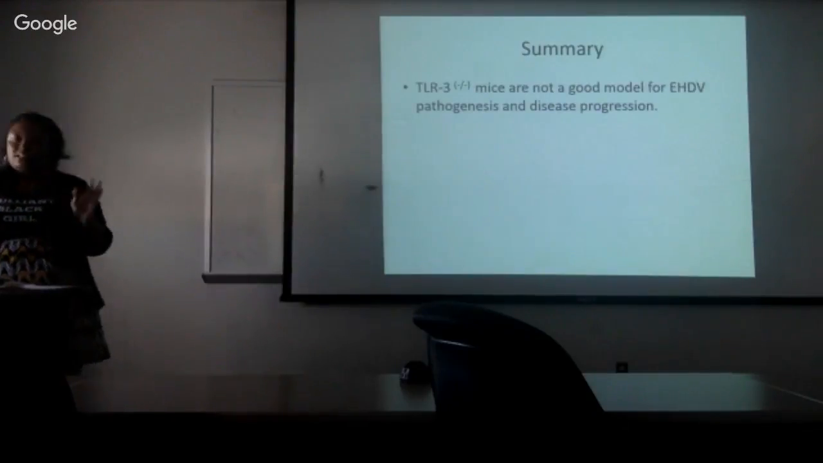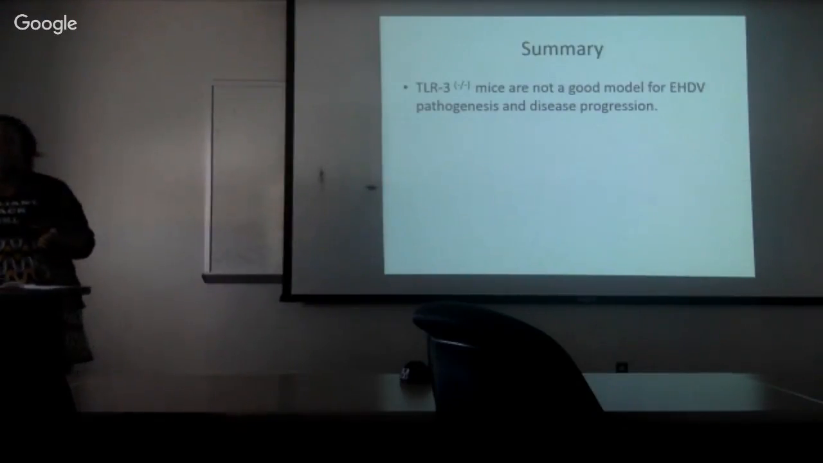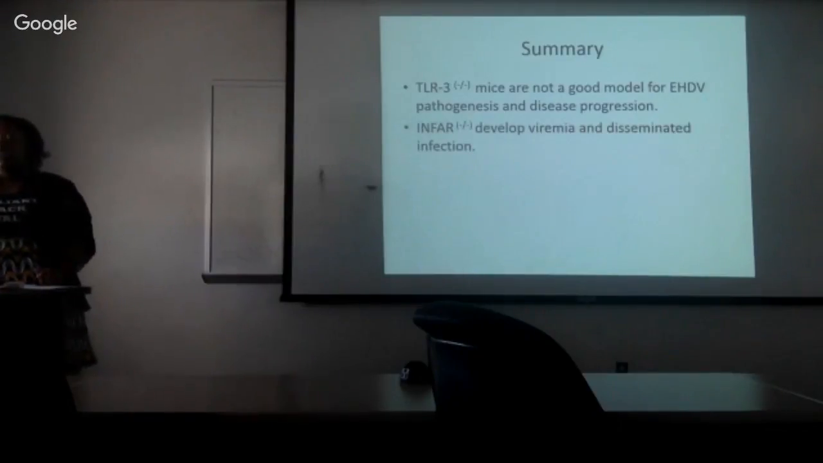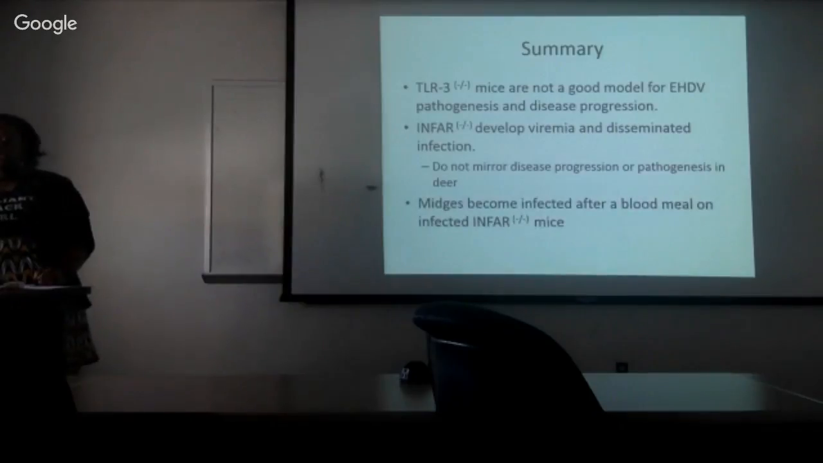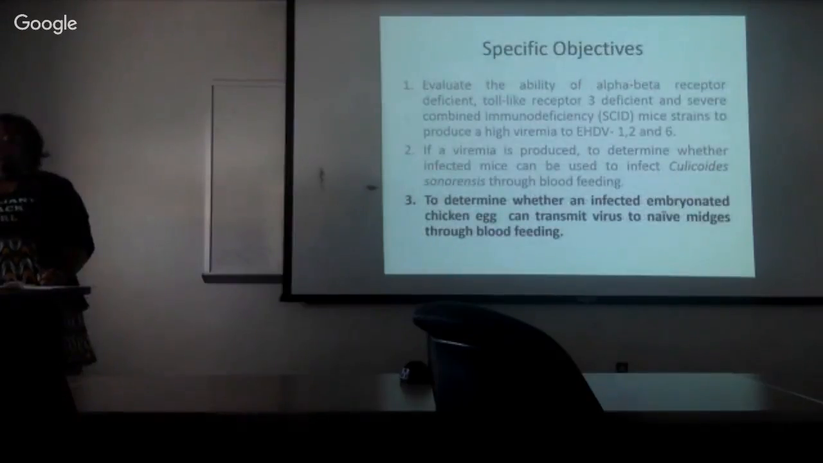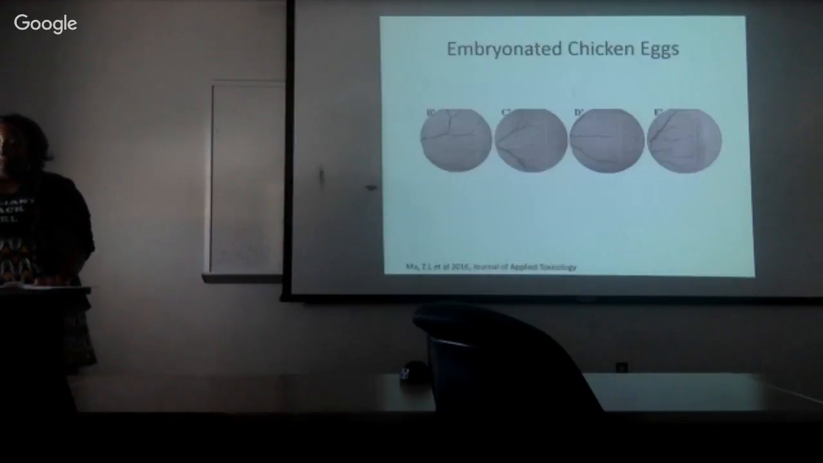So to summarize this section, TLR3 mice are not a good model for EHDV pathogenesis and disease progression. IFNAR negative mice develop viremia and disseminated infection. However, they do not mirror disease progression and pathogenesis in deer. And then midges do become infected after a blood meal on infected IFNAR mice. So our final objective was to determine whether an infected embryonated chicken egg can transmit virus to naive midges through blood feeding.